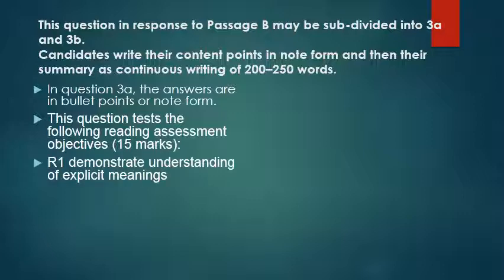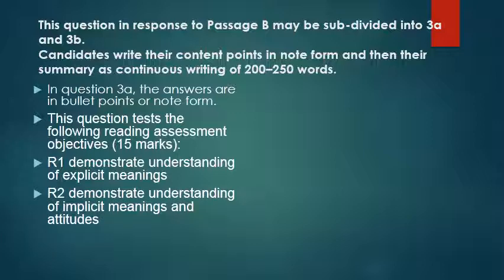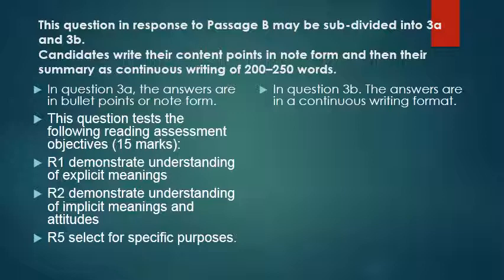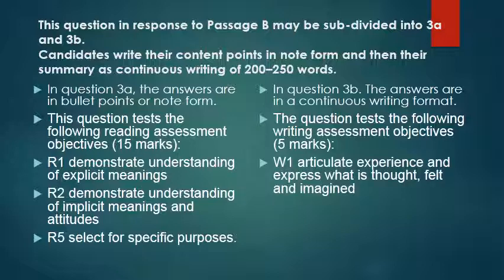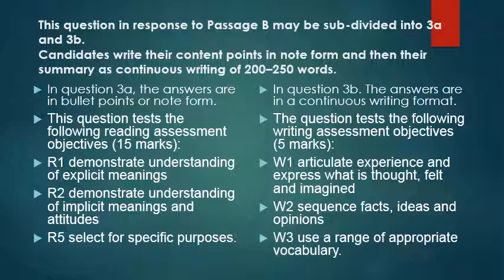R1. Demonstrate understanding of explicit meanings. R2. Demonstrate understanding of implicit meanings and attitudes. R5. Select for specific purposes. In question 3B, the answers are in a continuous writing format. The question tests the following writing assessment objectives for 5 marks. W1. Articulate experience and express what is thought, felt, and imagined. W2. Sequence facts, ideas, and opinions. W3. Use a range of appropriate vocabulary.